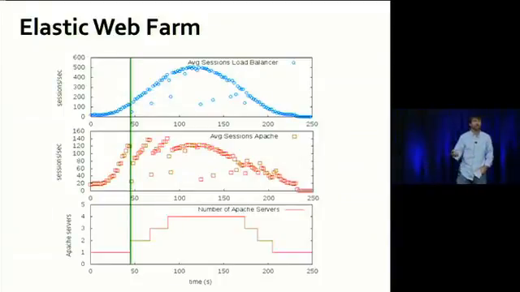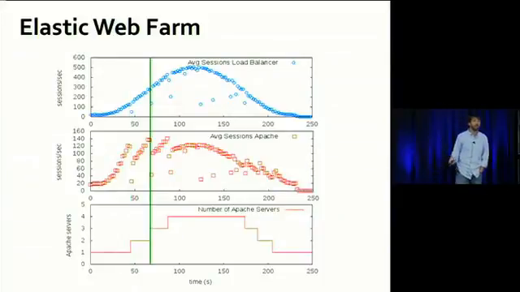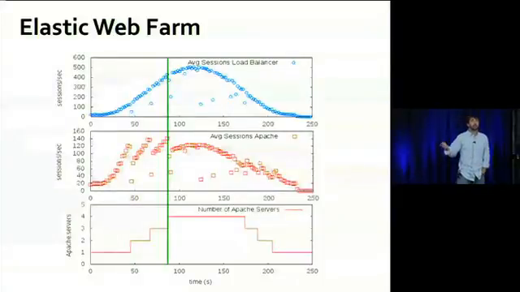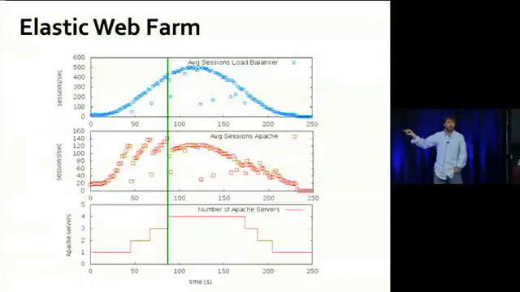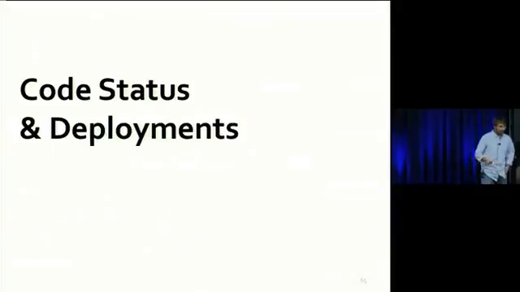So at some event, the Elastic Web Farm scheduler says, you know what, there's too much load on each one of my Apaches. I'm going to launch another Apache web server. That's what happens here. Likewise here, and so forth here. So you can kind of see the load go up on each of them and drop down.